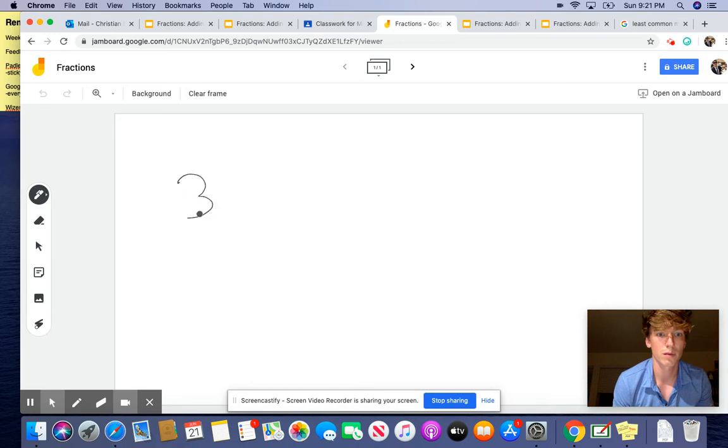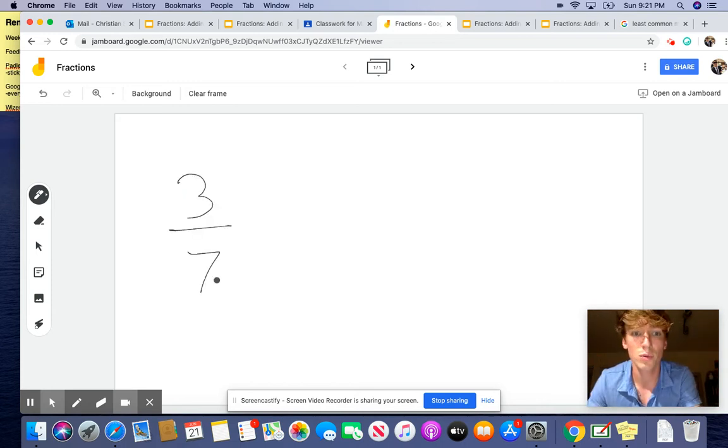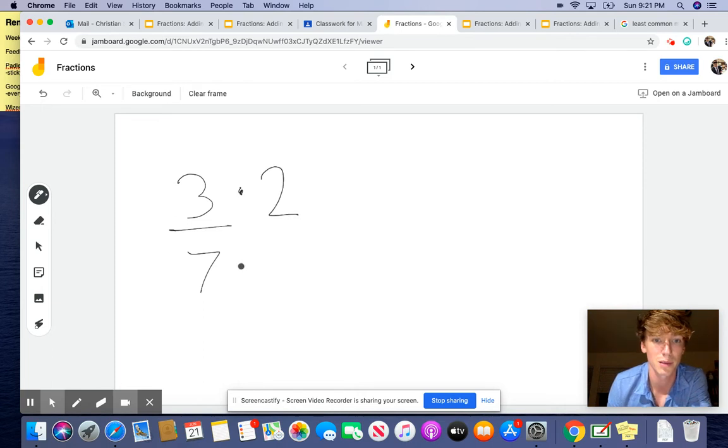So we have 3 over 7. And I told you that you can find an equivalent fraction by multiplying the top and the bottom by the same thing. All right, so let's multiply the top and the bottom both by 2. That's times 2, times 2. So 3 times 2 is 6. 7 times 2 is 14. 6 over 14 is equivalent to 3 over 7.